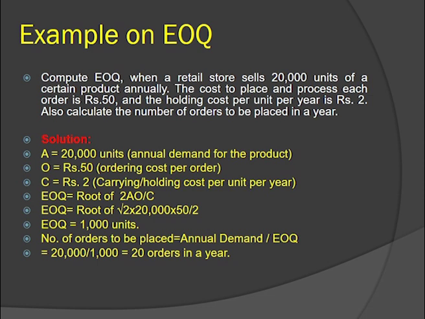When you have a requirement of 20,000 per annum, here EOQ is 1000 units. Now, how many orders to be placed? Here the EOQ we have is 1000, requirement we have is 20,000. 20,000 divided by 1000, that is annual requirement divided by EOQ. How many orders here? 20 orders to be placed.